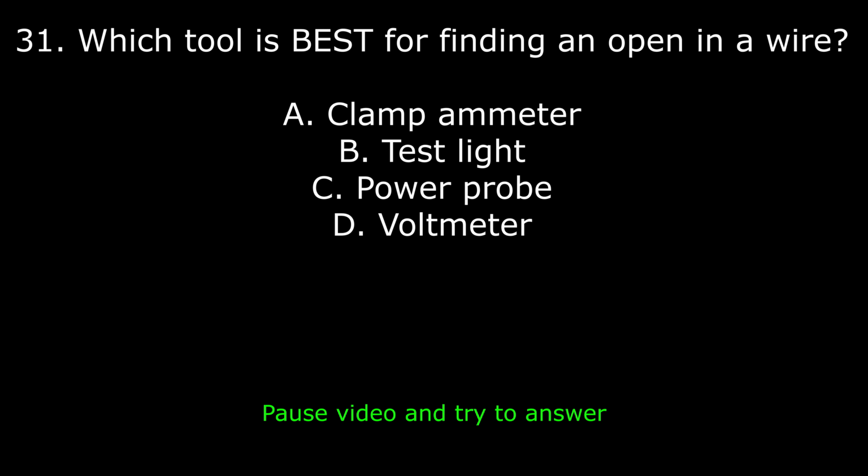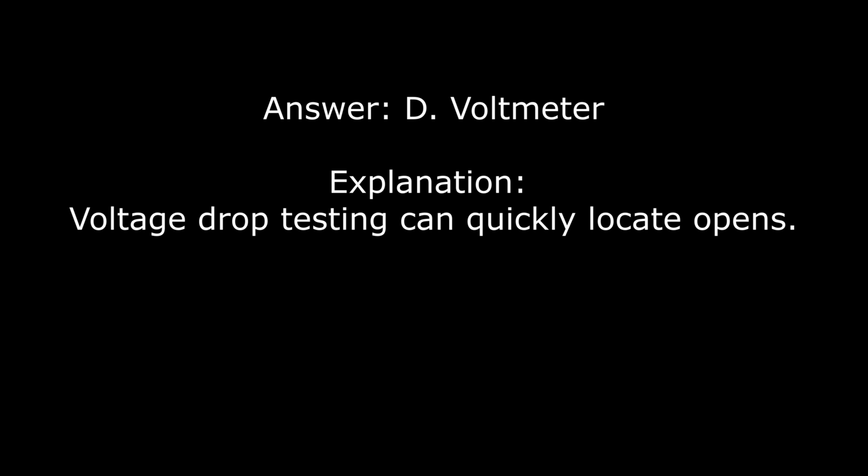31. Which tool is best for finding an open in a wire? A. Clamp ammeter, B. Test light, C. Power probe, D. Voltmeter. Answer: D. Voltmeter. Explanation: voltage drop testing can quickly locate opens.